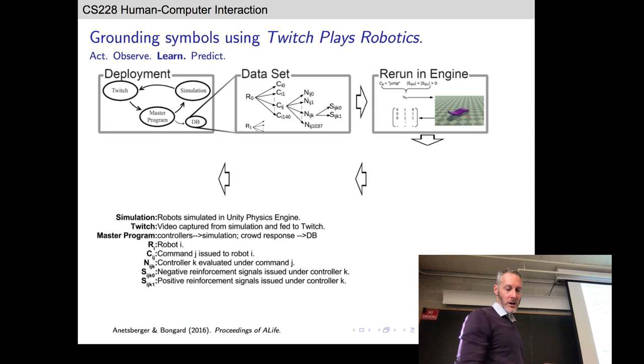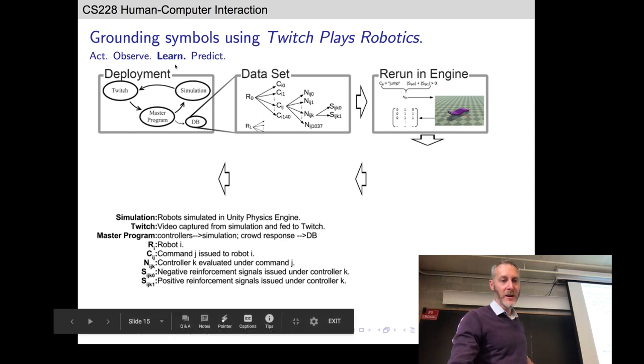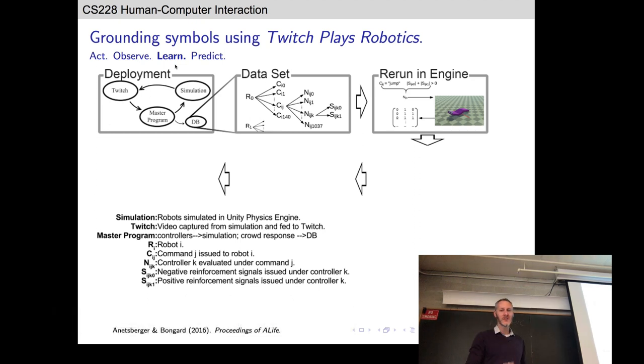Let's switch to the third part now, which is learn. Are the robots actually able to ground any of these commands? Well, we started by asking whether the robots would be able to ground the most common command that was issued by the crowd, which is jump. So we went back through all the random brains that were run on the robots during the command jump. We collected all of those.